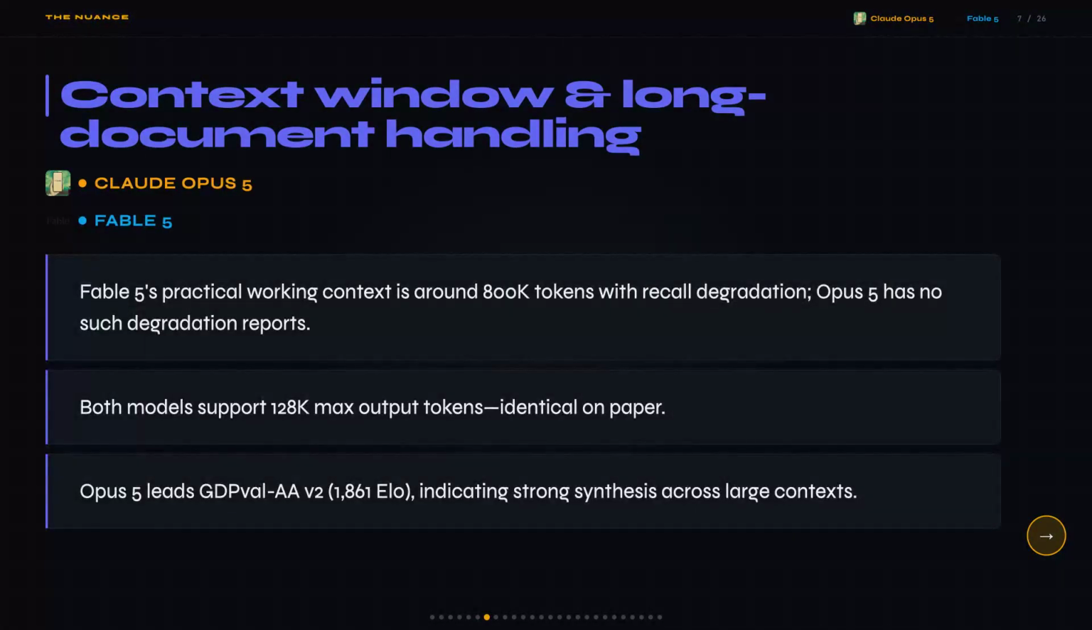Now, take this with a grain of salt because neither result is formally verified with a published benchmark score. The context rot data comes from community testing and not a controlled lab setup. So if your documents stay under 800,000 tokens, honestly, you probably won't feel this difference at all.